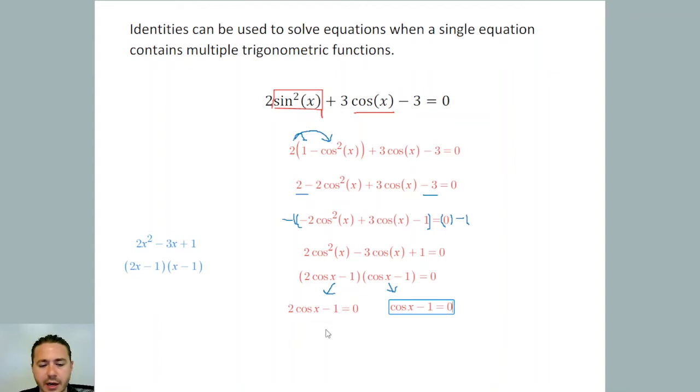And now I can solve each one of these. So for the first one, I'm going to add 1 and divide by 2. So I get cosine of x equals 1/2. And for the second one, I get cosine of x equals 1. So I'm going to look at my unit circle, and I'm going to find all of the places where the cosine value is 1 or the cosine value is 1/2.